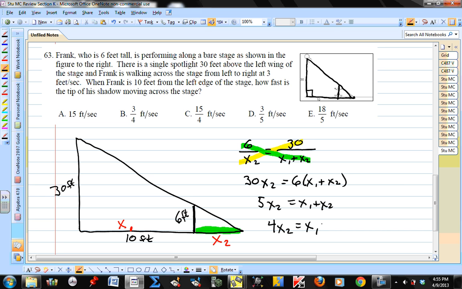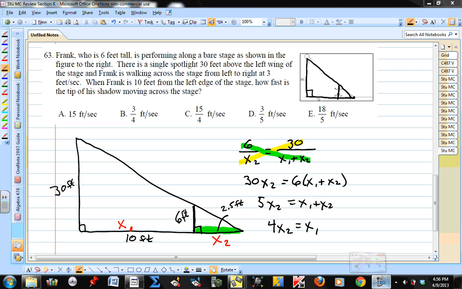Well, let's think about what we can do with this information here. When Frank is 10 feet from the left end of the stage, his shadow is going to be, let's see here, divided by 4. 10 divided by 4 is 2.5 feet. All right. Now, I don't know if that helps us, but we've got it. We've got our two little right triangles here. They're similar, so we have proportions. Well, they tell us that Frank's moving at 3 feet per second, so that's got to mean something here.